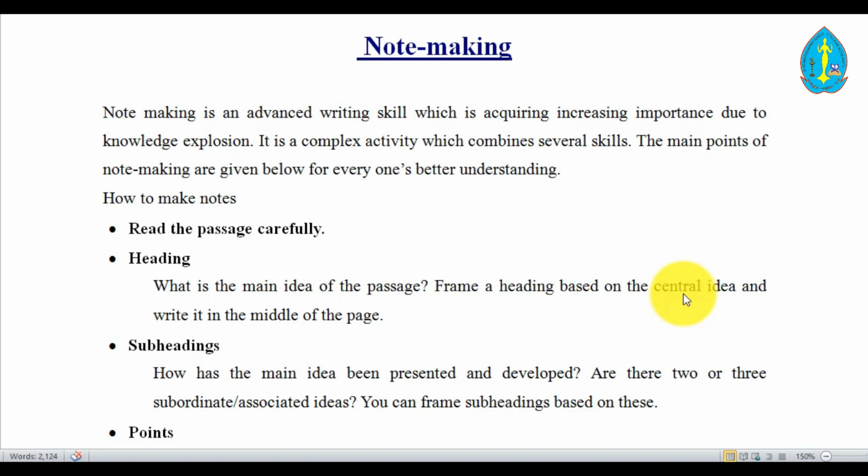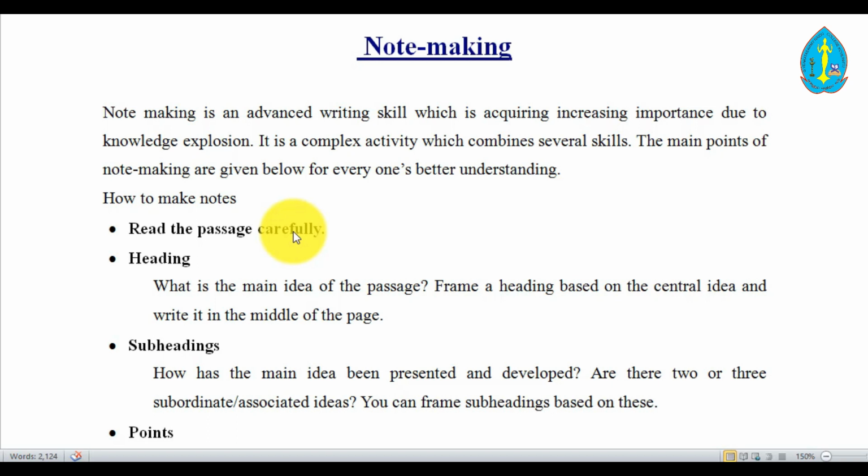Whereas when you read a passage and make notes, it is a planned thing where you clearly jot down everything. Note making is an advanced writing skill which is acquiring increasing importance due to knowledge exposition. What is knowledge exposition? It means that it helps every student improve concentration and remember information. So when you make notes, it helps improve your concentration also.